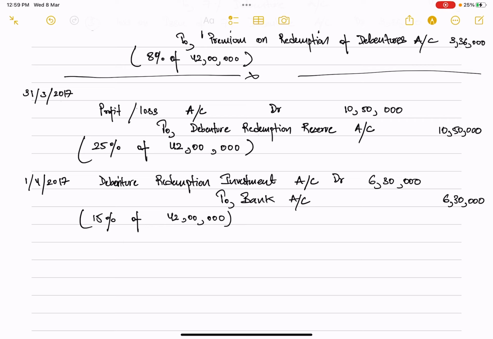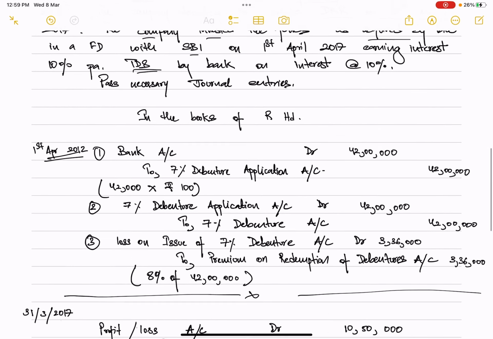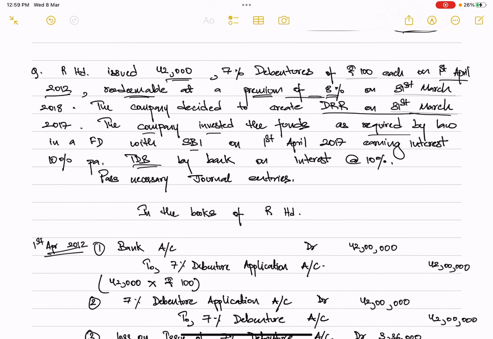Is this clear? So although we have sent this money to an FD with the State Bank of India, in our books we will be recording it as debenture redemption investment. Why? Because we are making this investment so that it helps us to repay or redeem the debentures which we had earlier issued in the year 2012. Okay, now you have set aside a certain sum of money as DRR. Apart from that, a certain sum of that amount has already been invested in an FD.